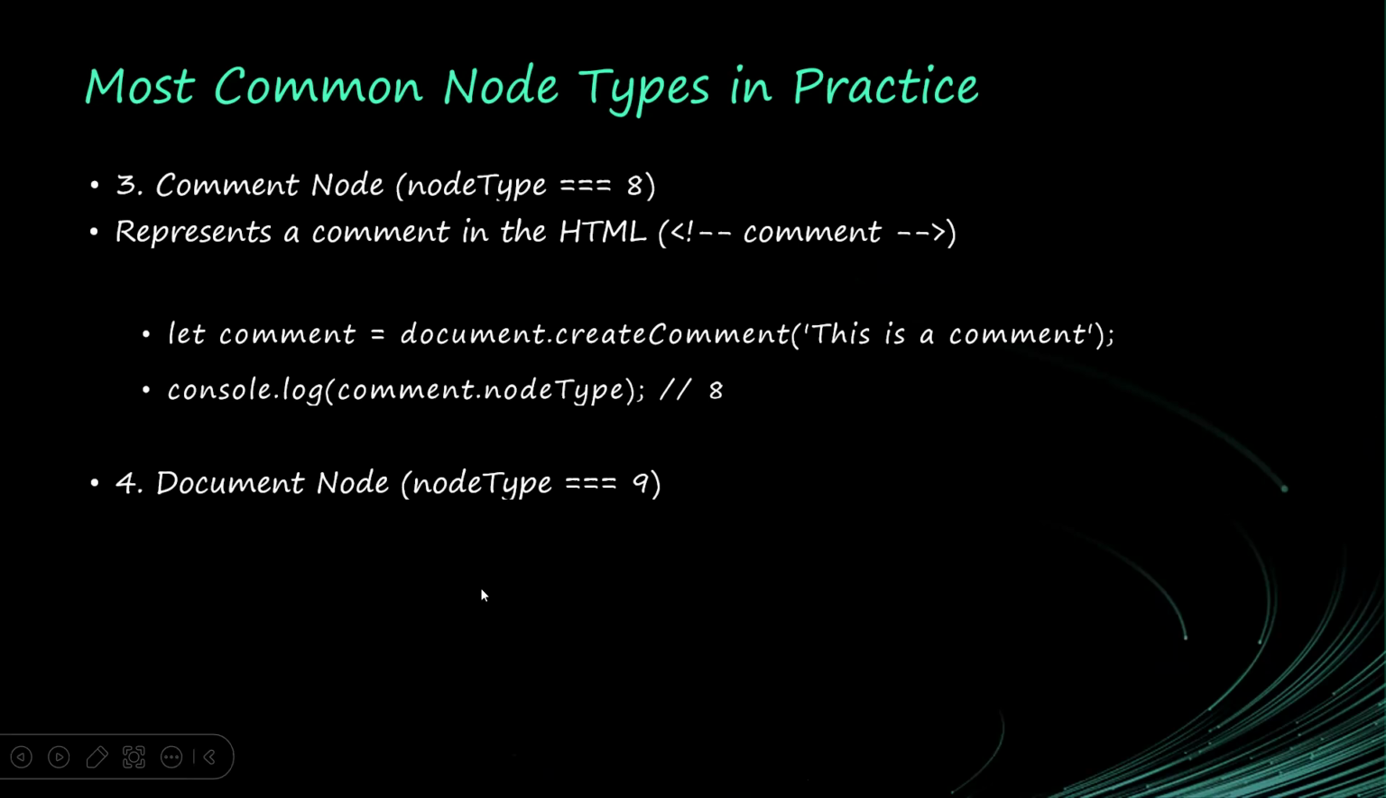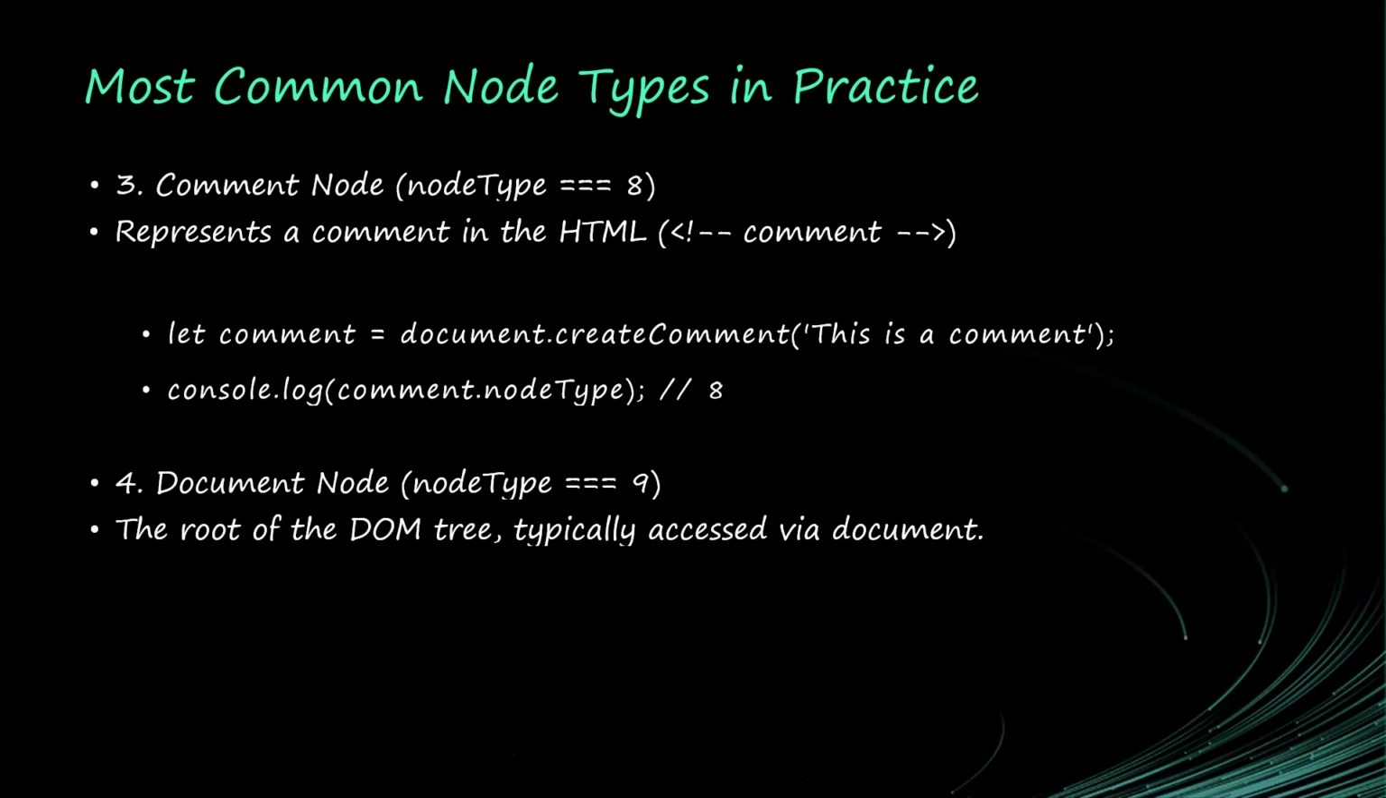So we also have the document node. Now the document node is like the parent node, and the node type is 9. We have element node, comment node, text node, and document node. Document node, the node type is 9. It is the root of the DOM tree. That is where everything begins from.